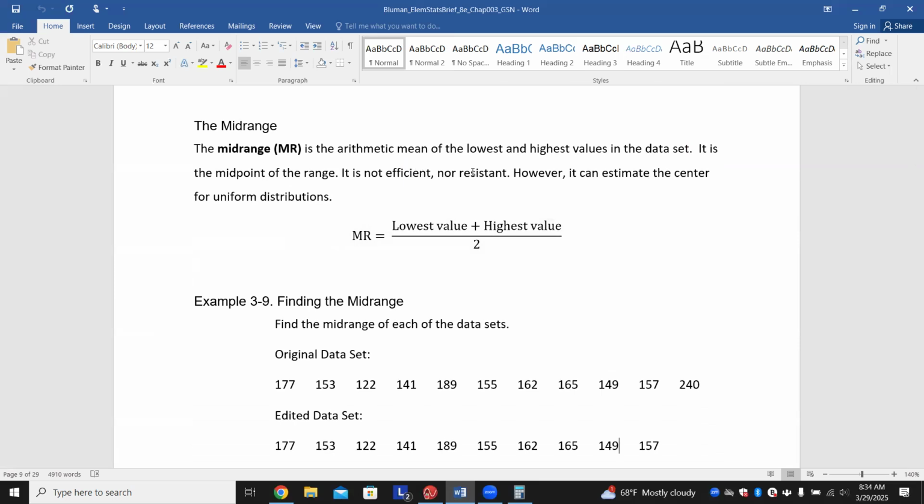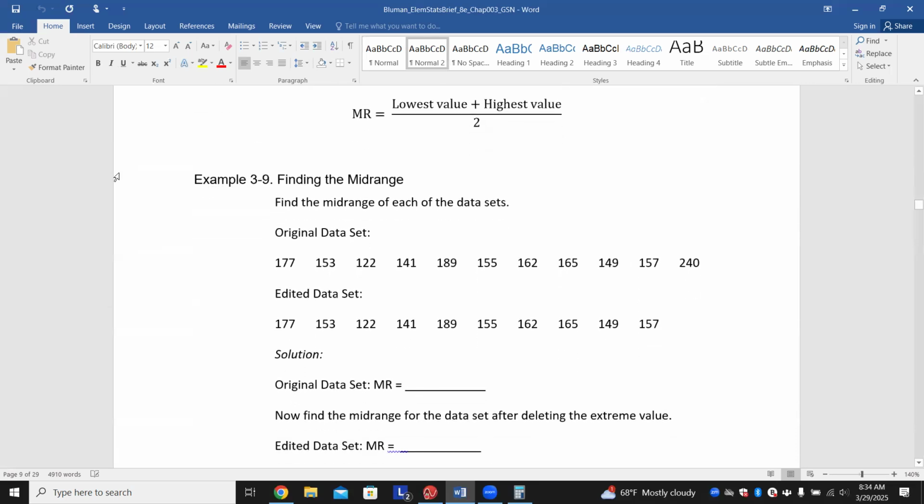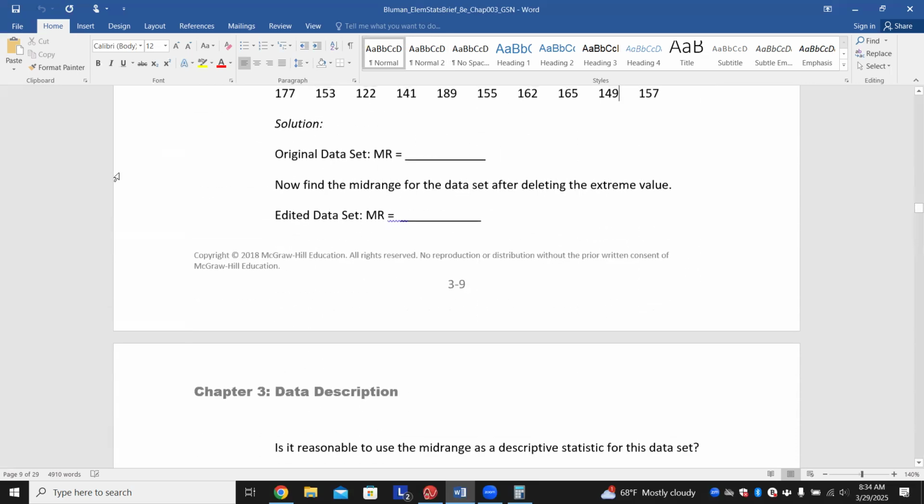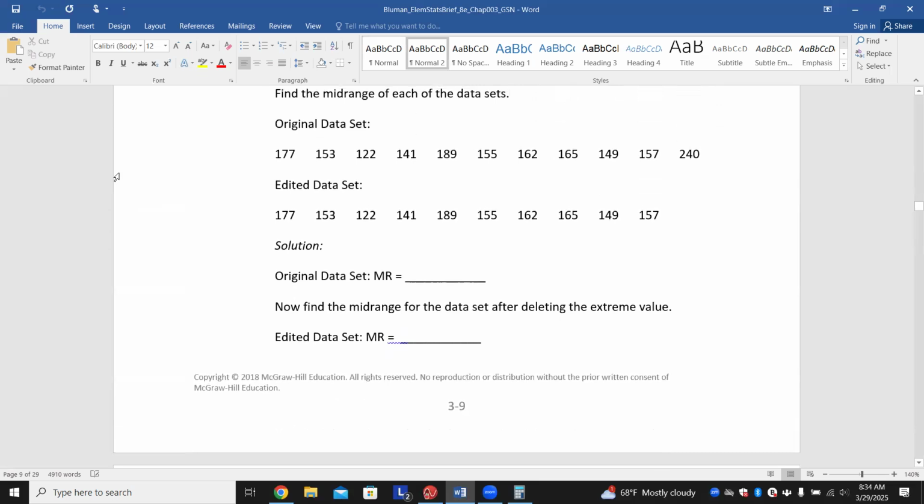So if you know the data is uniform, then you can calculate the mid-range, and it can help you calculate things. But mid-range, labeled with capital M, capital R, you simply just take the lowest value plus the highest value and divide it by 2. So again, looking at example 9, we're going to find the mid-range of that data set, of the original and the new.